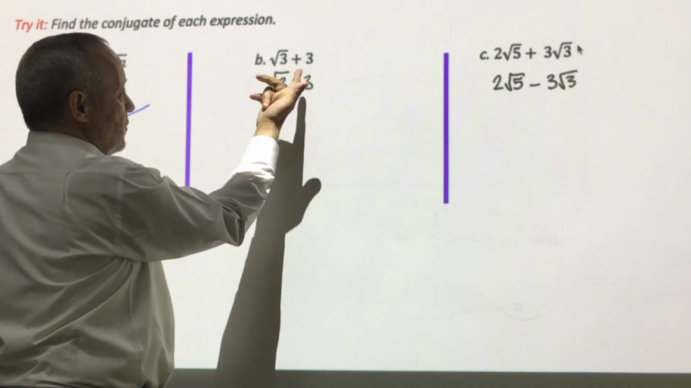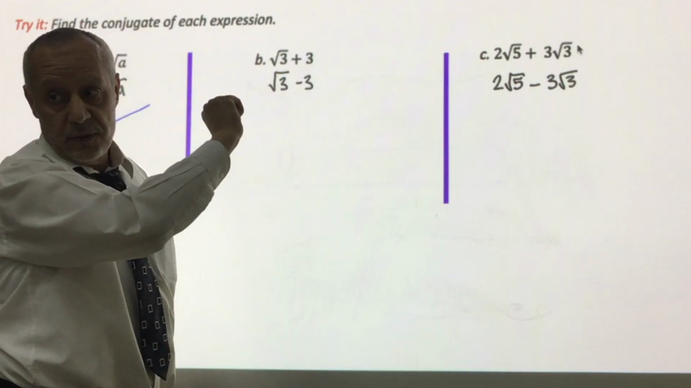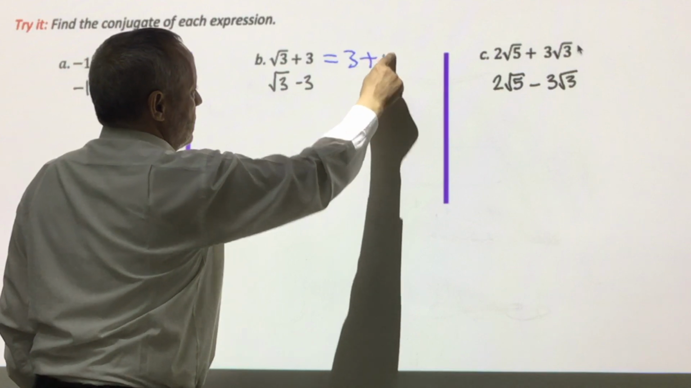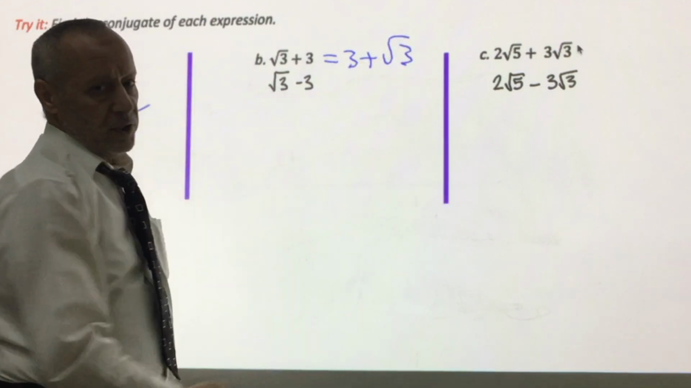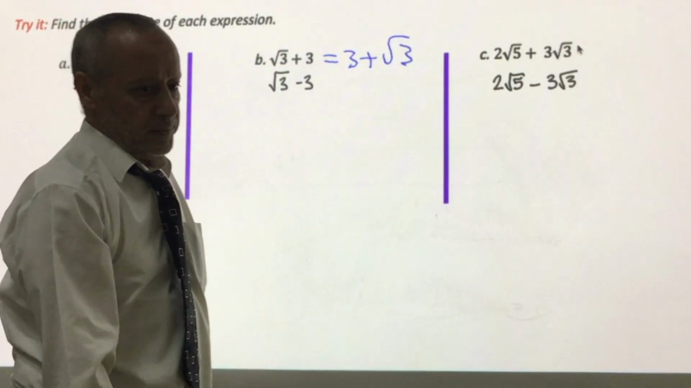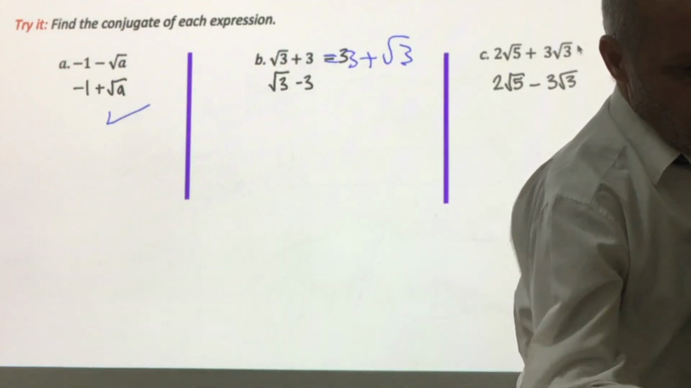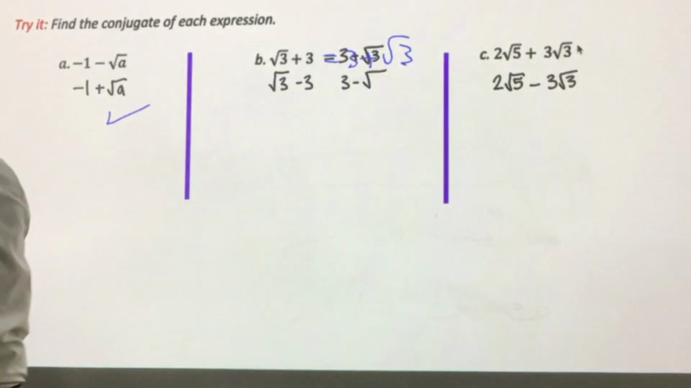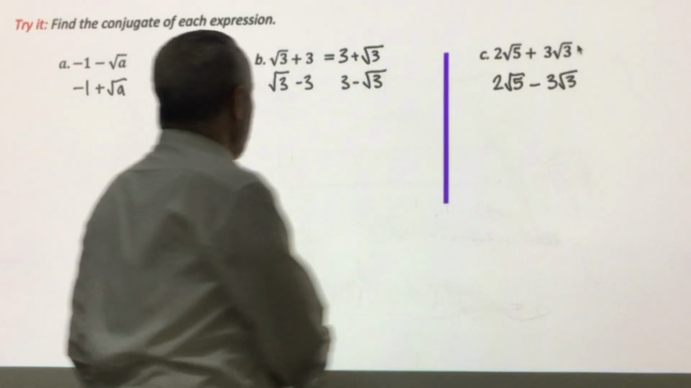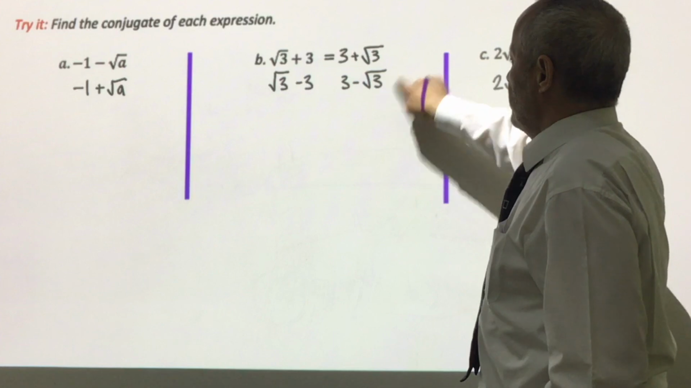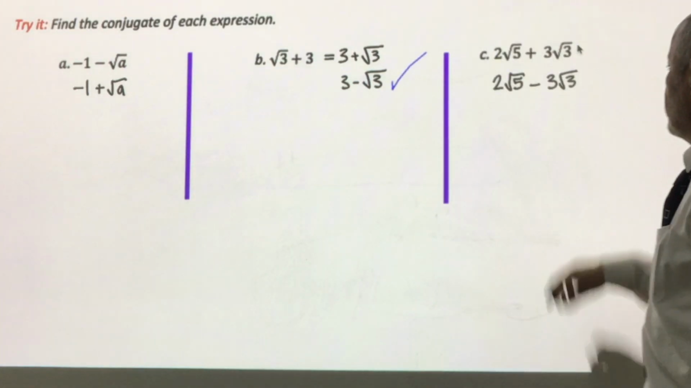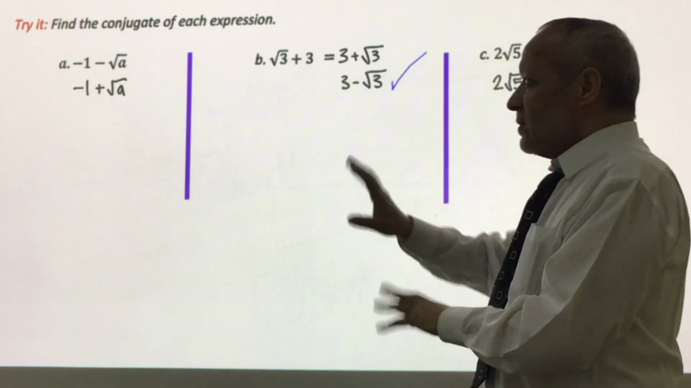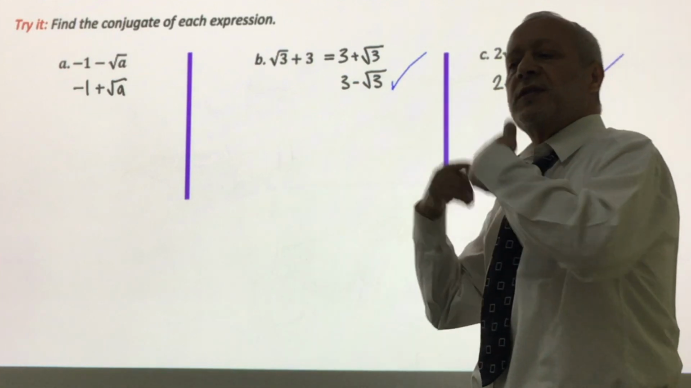It's better if you switch it before you do the conjugate. Can you switch this? This is exactly 3 plus square root of 3, and then you take a conjugate, 3 minus, without minus on 3. Okay. And this one done. Very simple. Our lesson is not actually about this. It's about using it.